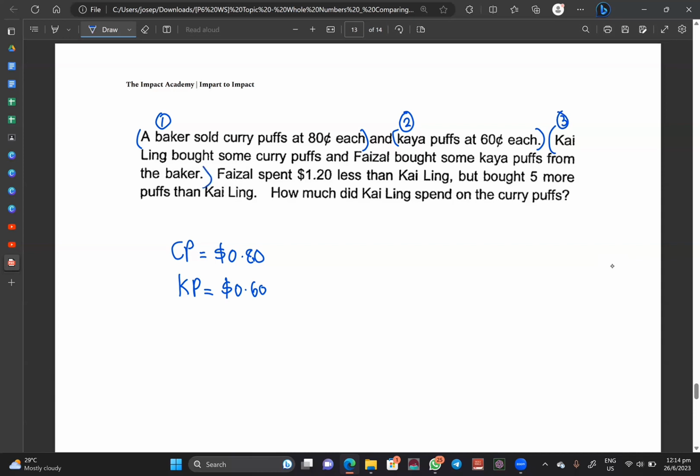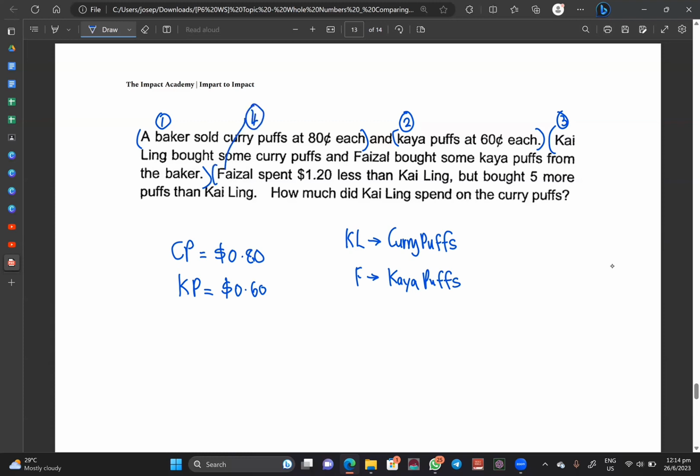Sentence number 3 says that Kai Ling bought some curry puffs and Faisal bought some kaya puffs. Very important: Kai Ling, she or he, whatever, doesn't matter. KL bought some curry puffs. So we want to make sure we are very clear of that. And Faisal bought some kaya puffs. So we want to write this down as well. Once you are done with this, you want to move on to sentence number 4.